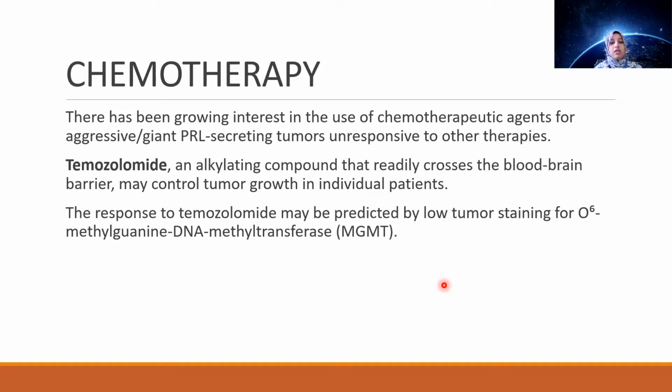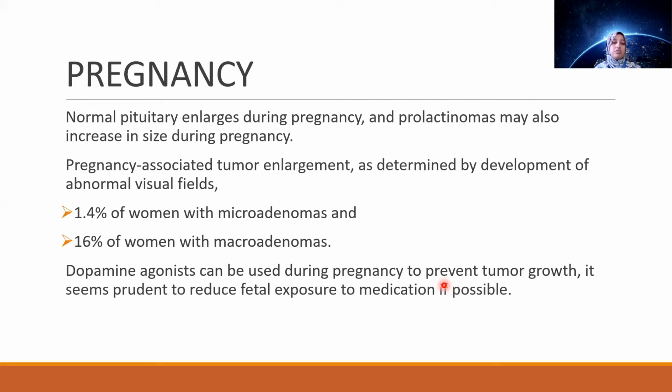Temozolomide is one of them. It is an alkylating compound which readily crosses the blood-brain barrier and controls the tumor growth. The response to temozolomide may be predicted by low tumor staining for O6-methylguanine DNA methyltransferase, but nothing of the sort happens here. So it is just of theoretical concern and interest.